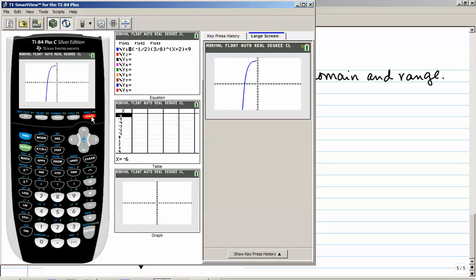And okay, this one is going down. So this one actually looks flipped upside down from the other ones. And it looks like I'm going to have an asymptote up here where y is equal to 9. And then the rest of my graph kind of goes underneath that. So let's take a look at the table.